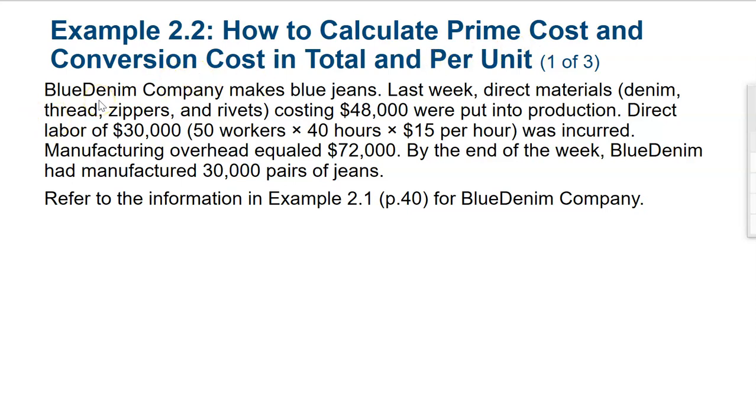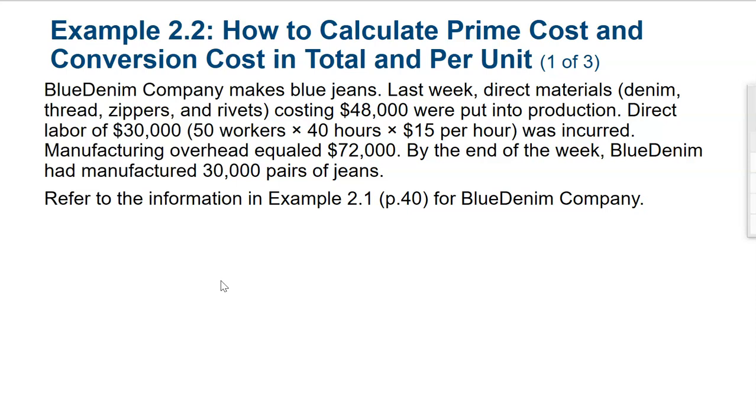So back to our original example, it says that Blue Denim Company makes blue jeans, and that last week direct materials, same four items, cost the same $48,000, were put into production. Direct labor of $30,000 was incurred. This is the exact same formula we had before. Manufacturing overhead equaled the same $72,000. By the end of the week, Blue Denim had manufactured 30,000 pairs of jeans. Again, the exact same thing that we had before. Okay? But now we're going to do something else.